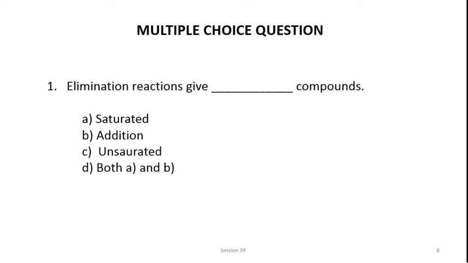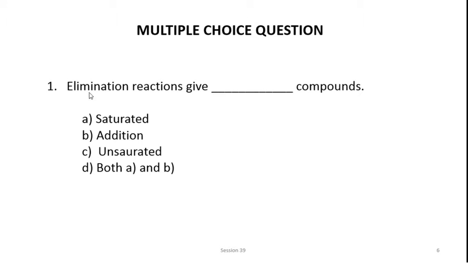Question number 1. Elimination reactions give dash compounds. So for this you have to understand what is elimination reaction. We know elimination reaction is removal of atoms. And what is addition reaction? Addition reaction is addition of atoms.